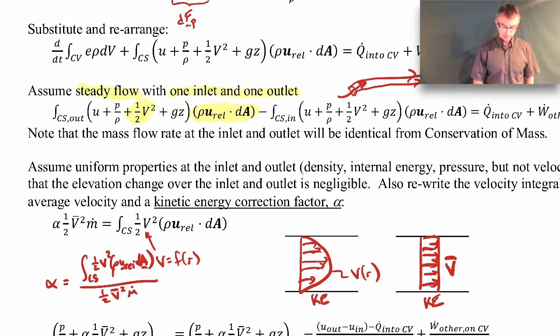When you do that, you'll get that the kinetic energy correction factor for a laminar flow is equal to 2. So I can rewrite this equation in terms of this kind of expression. And if I'm dealing with a laminar pipe flow, to make sure I have the right kinetic energy, I just need to make alpha equal to 2.